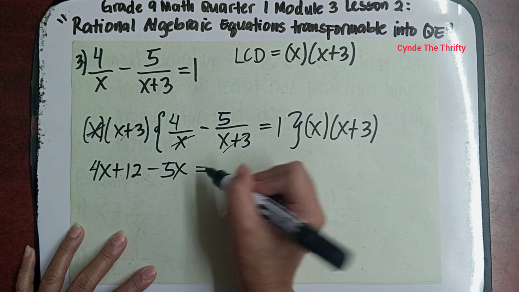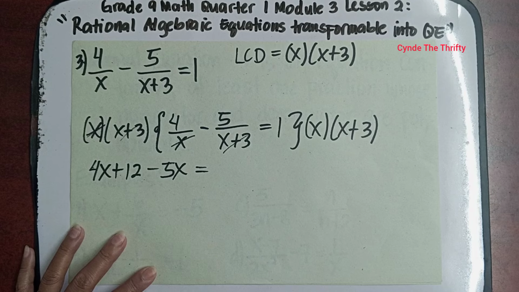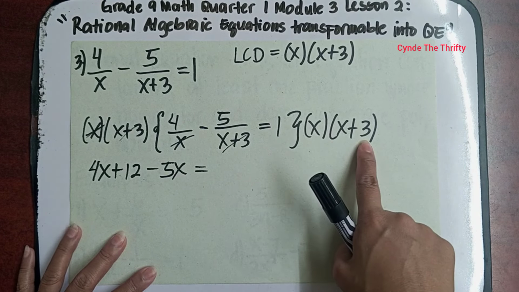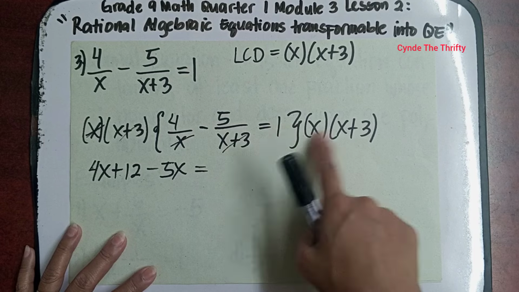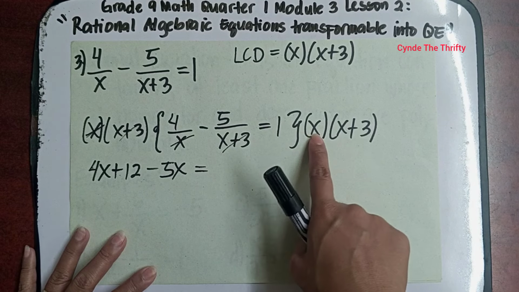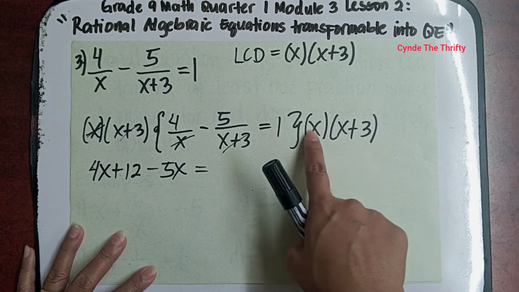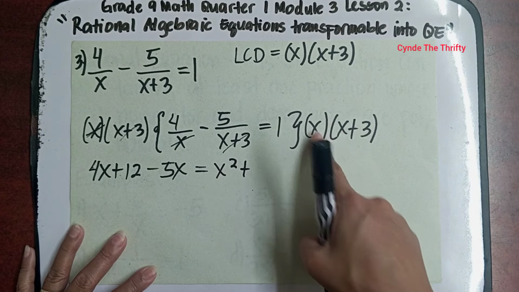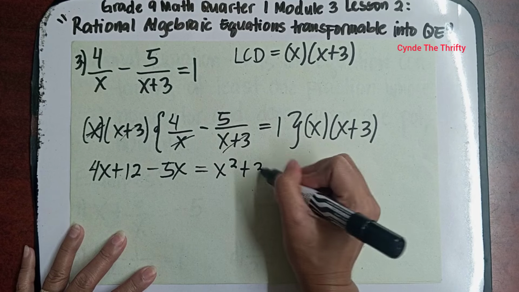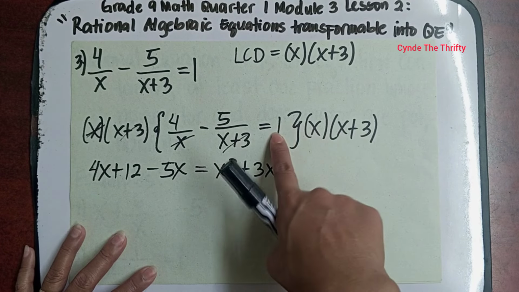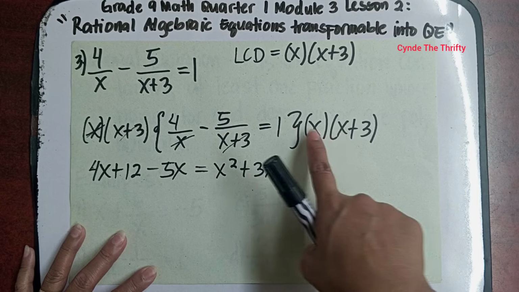Dito naman tayo sa kabilang side. Okay, so 1 times x times x plus 3, kasi kapag i-multiply mo silang dalawa sa 1, 1 pa rin yun. So, ang i-multiply natin si x at si x plus 3. So, x times x is equal to x squared plus x times 3 is equal to 3x. Okay? Kasi kapag minultiply natin siya dito, magiging x yan siya, and then magiging x plus 3.